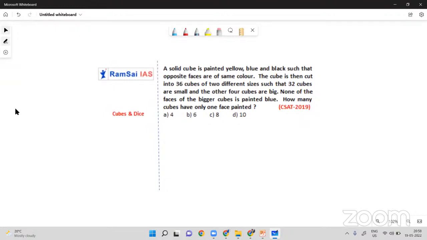A solid cube is painted yellow, blue, black such that opposite faces are of same color. The cube is then cut into 36 cubes of two different sizes such that 32 cubes are small and the other 4 cubes are big. None of the faces of the bigger cubes is painted blue. So, how many cubes have only one face painted?